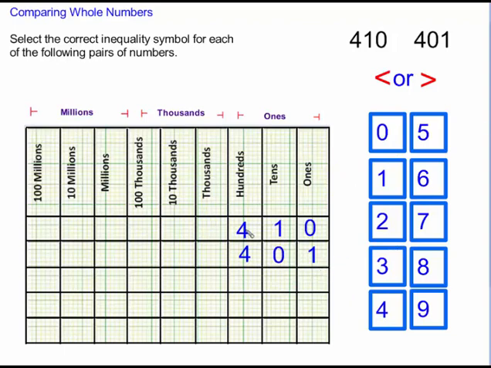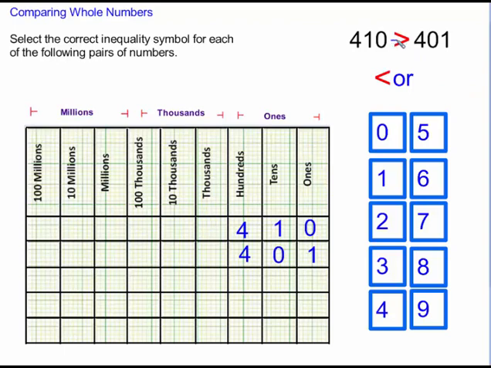would look like this. You always start in the leftmost column and compare the value of the digits. 4 and 4 are the same, so I need to move into the tens column. 1 is larger than 0, so I know that 410 is larger than 401. So the number on my left is larger than the number on my right, so I need to pick the symbol that would convey that. This is the correct choice.